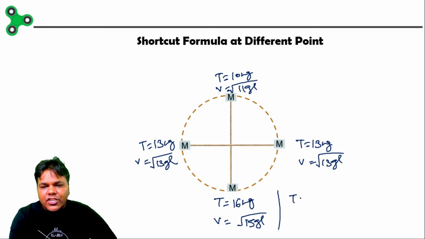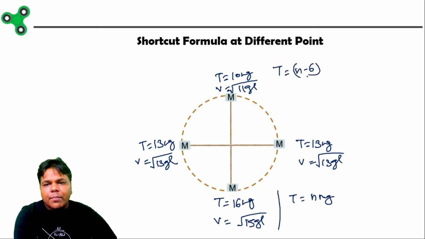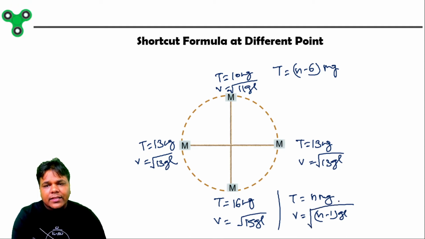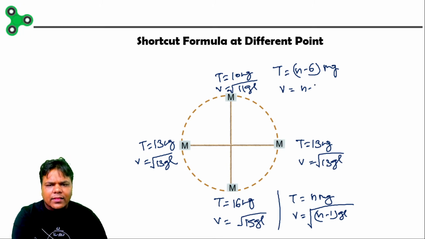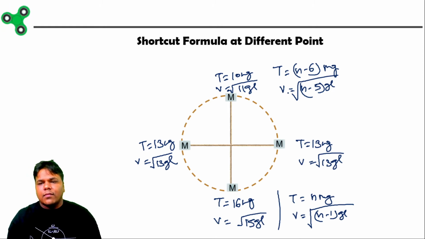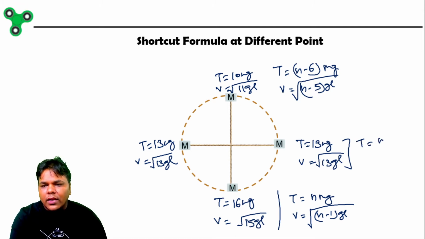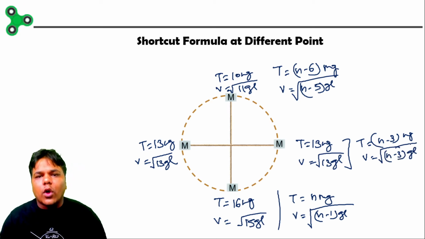Even if I give you tension equal to n mg, then at the top the tension will be (n minus 6) mg. If I give you velocity squared equal to, for example, (n minus 1) gL, then at the top velocity squared will be (n minus 5) gL. Okay, got it? Now at this point also, tension is equal to (n minus 3) mg, and velocity is equal to under root (n minus 3) gL. Got it, guys?